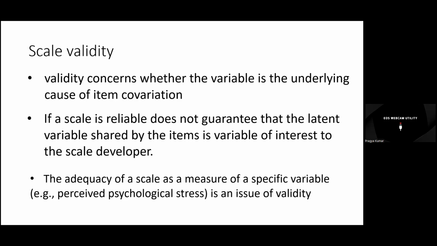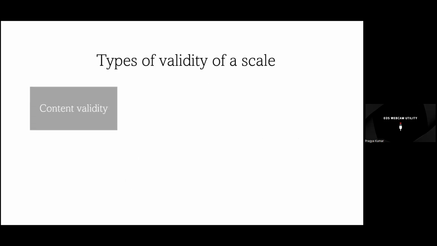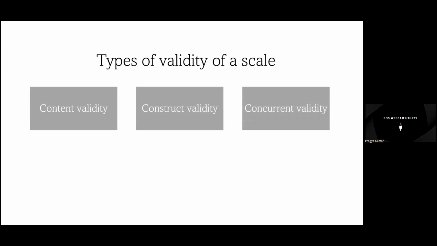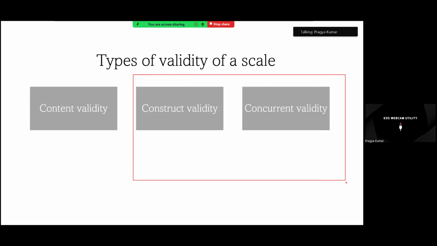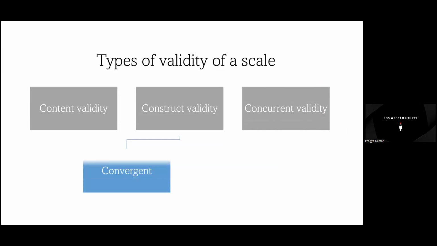Reliability means all the items are reflecting the same construct. But is that construct the same construct which we have intended to measure? That is the validity. So there are various types of validity of a scale, like content validity, construct validity, and concurrent validity. I am not discussing these two types, the construct and concurrent, because we will discuss them tomorrow in the case of factor analysis. Right now, before reliability, we do the content validity. So we will discuss content validity first.